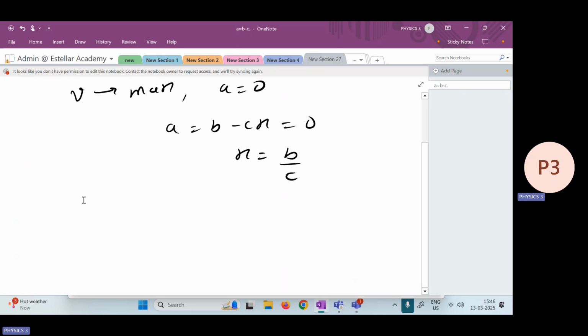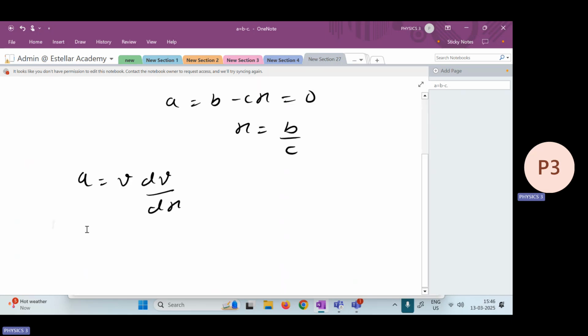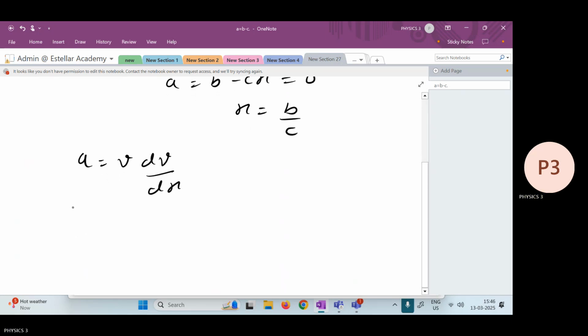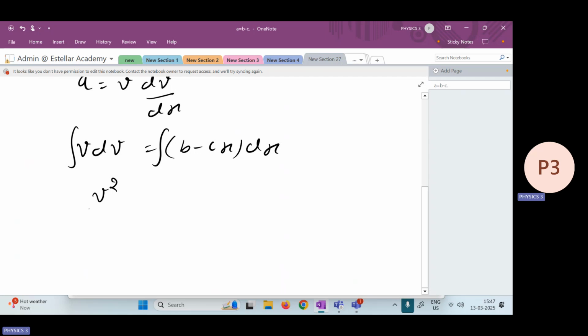Now, acceleration we know is v dv/dx. So from here we can find the relation of v, where instead of x we can put b by c. So for a we have b - cx. So v dv we can write as (b - cx) dx. Now, if we integrate on both sides, then v square by 2 comes out to be bx - cx square by 2.